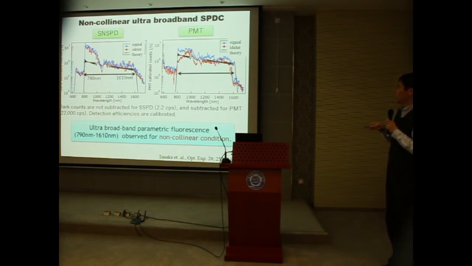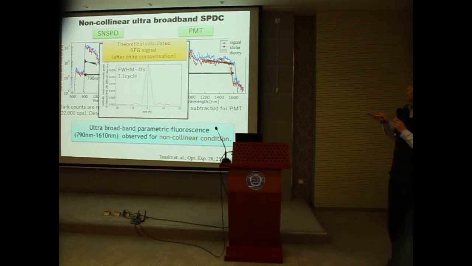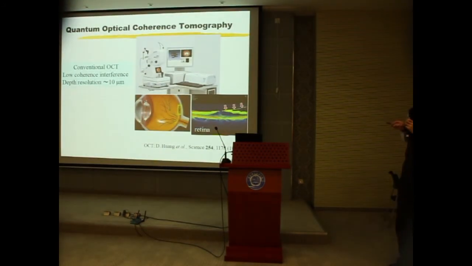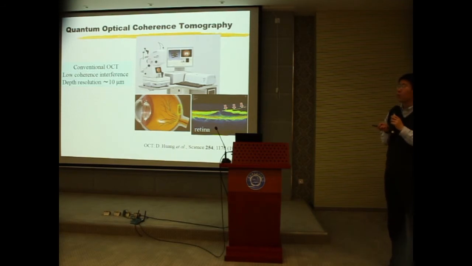So we observed ultra broadband parametric fluorescence in non-collinear condition. This corresponds to 1.1 cycles of light oscillation if we are able to control all the phase information of these states. Now we are also trying to use this sort of ultra broadband entangled photons for quantum optical coherence tomography.